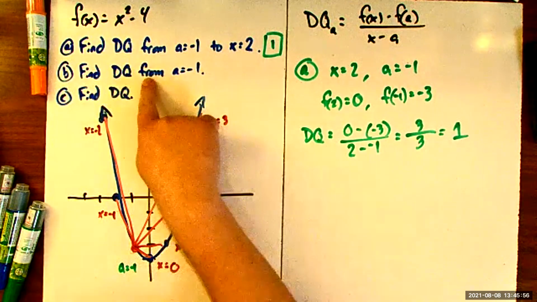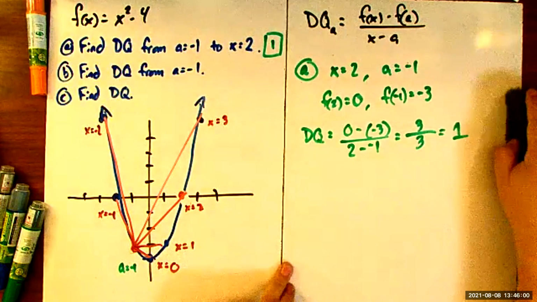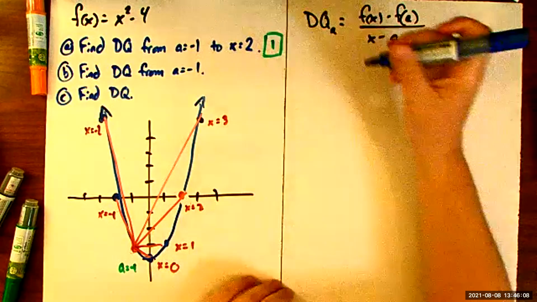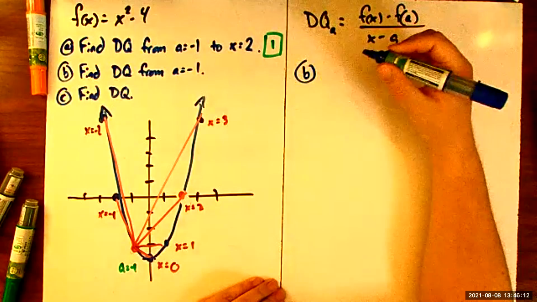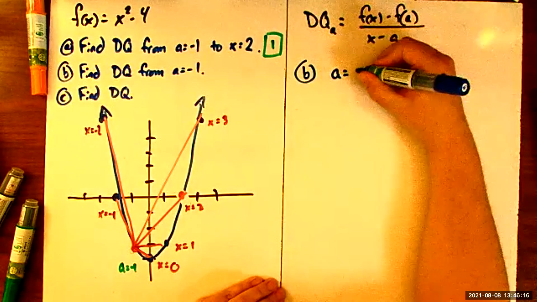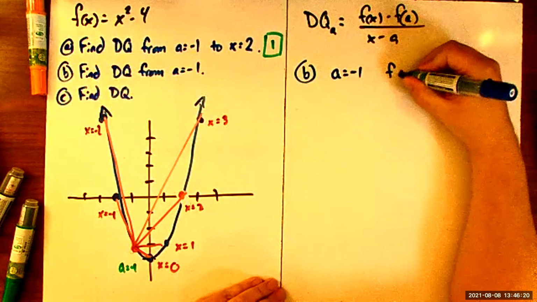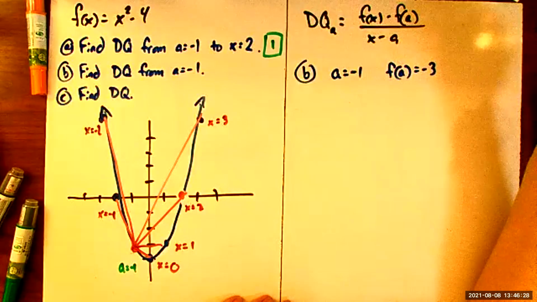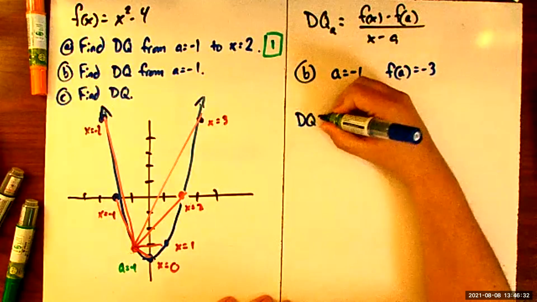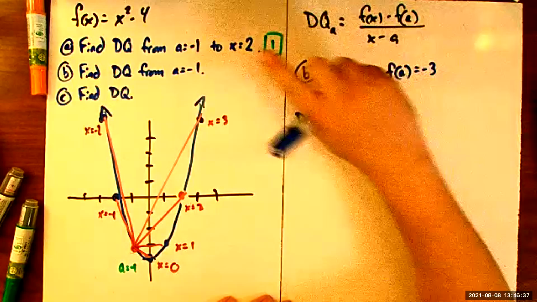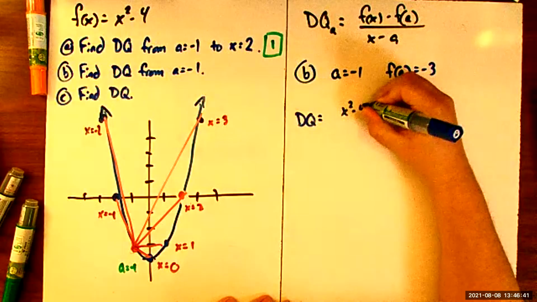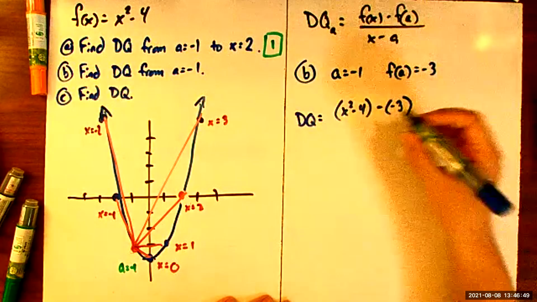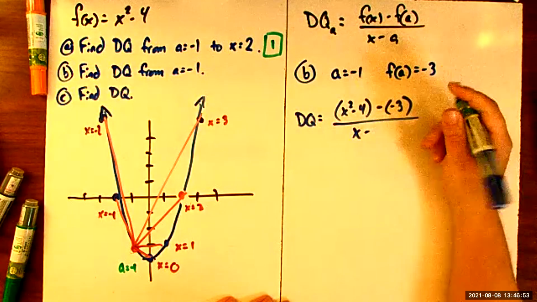And so what we're going to get when we do this one is we're actually going to get a formula in terms of x. And so let's calculate that out. For this example, part B, x we do not have. We do have a is equal to -1. We do know that f of a, in this case, is still going to be -3. But now all we can really do is plug it into this formula. And so our difference quotient is going to be given by f of x, which is this equation, x squared minus 4, minus f of a, which is -3, over x minus a, where a is -1.